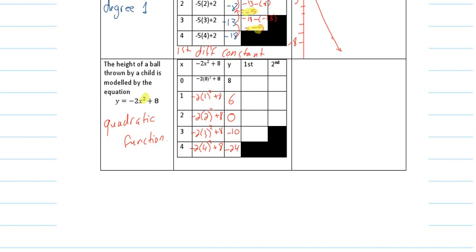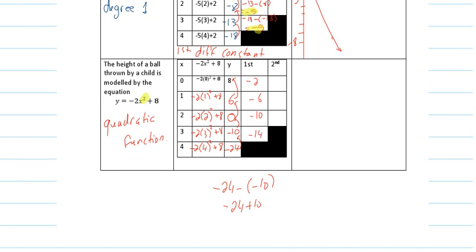Now what I have to do is find my first difference. So as usual, the first difference, you do the bottom minus the top. So 6 take away 8, that is -2. 0 take away 6, that's -6. -10 take away 0, that's -10. -24 take away -10. So that's the same thing as saying -24 plus 10, which is -14.